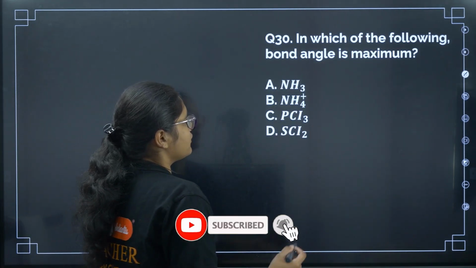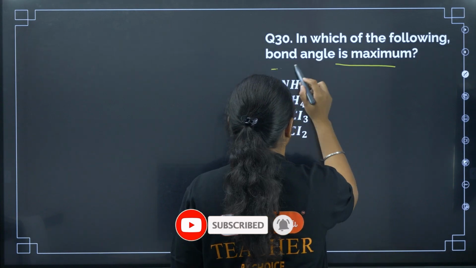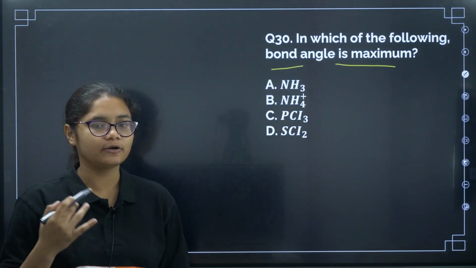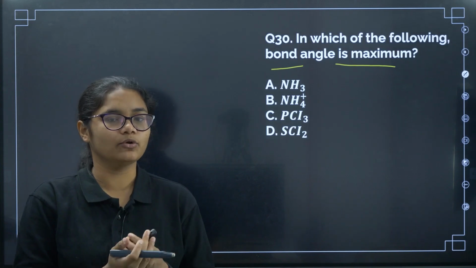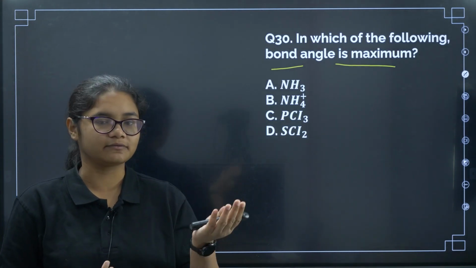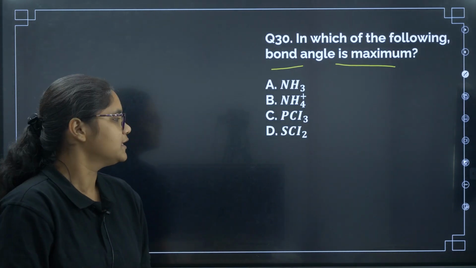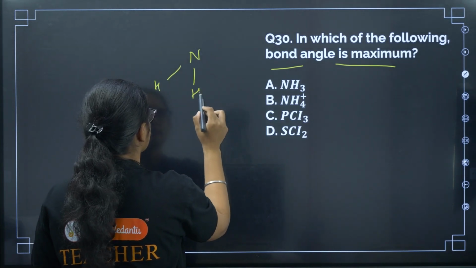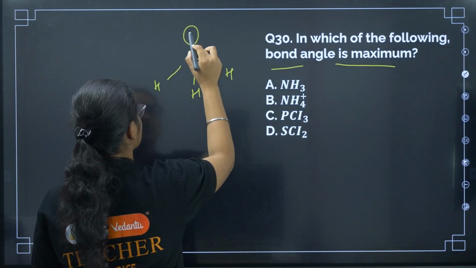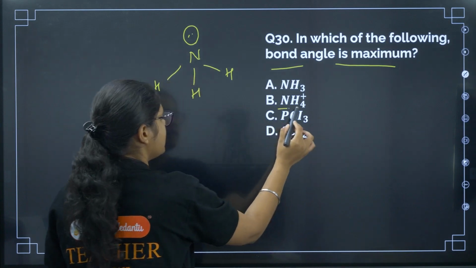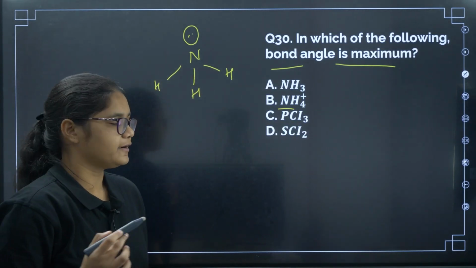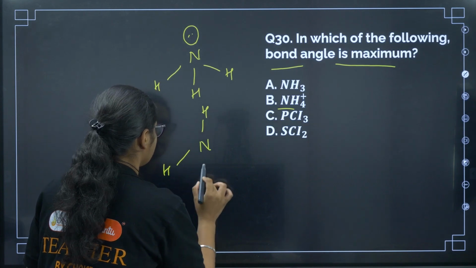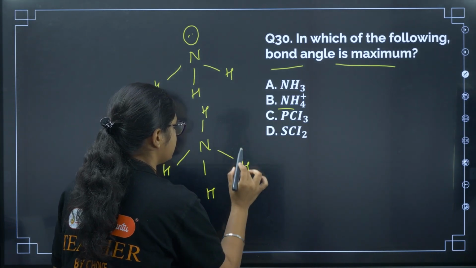Next, in which of the following the bond angle is maximum? Okay. So first let us see the structure here. For bond angle to be maximum, there should not be any lone pairs. Okay, if lone pair is there, repulsion will be there and bond angle will decrease. So if you see NH3 structure, this is pyramidal. We have 3 bond angles here, right? So this is having a lone pair. NH4 plus is tetrahedral without any lone pair. So the structure here is, it is a perfect tetrahedral, NH4 plus.